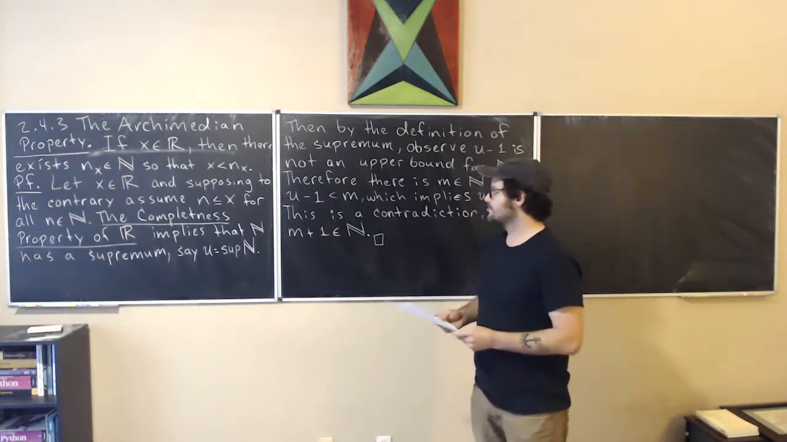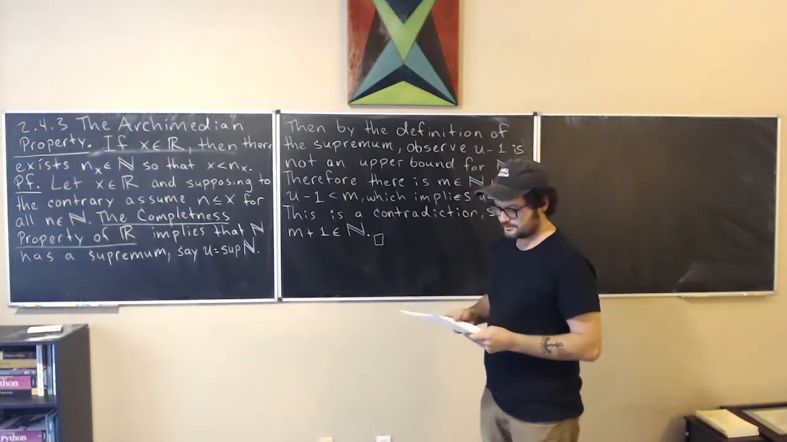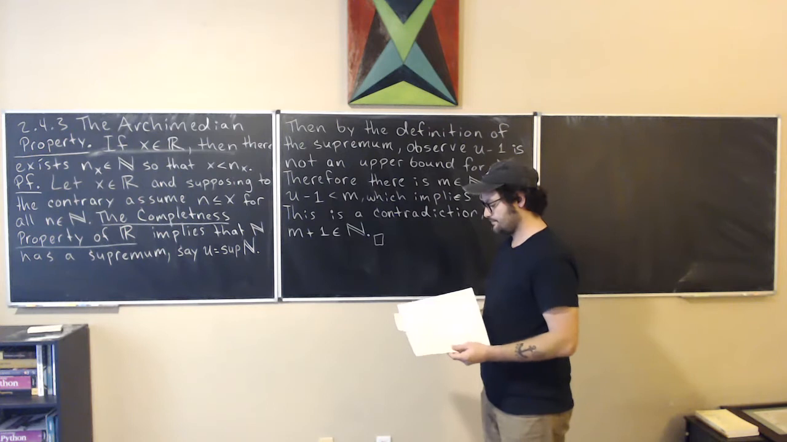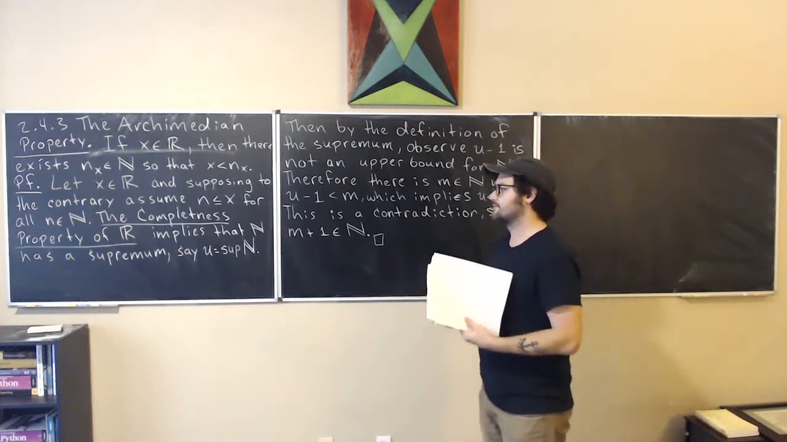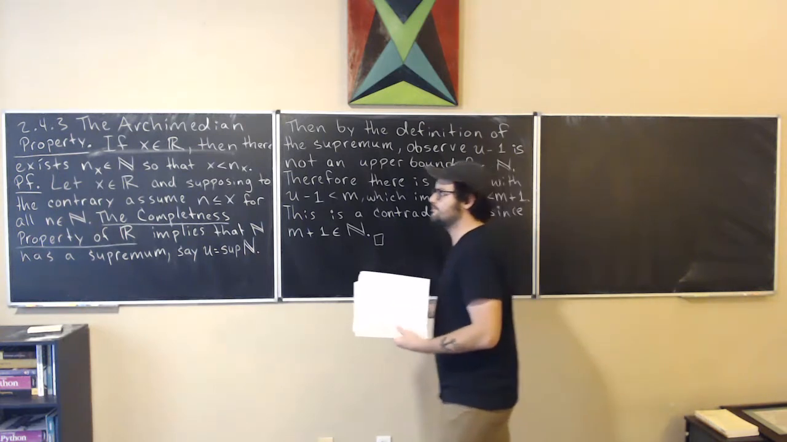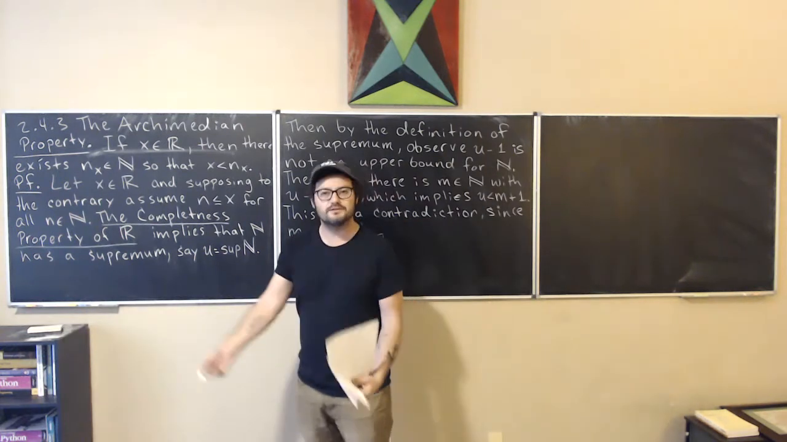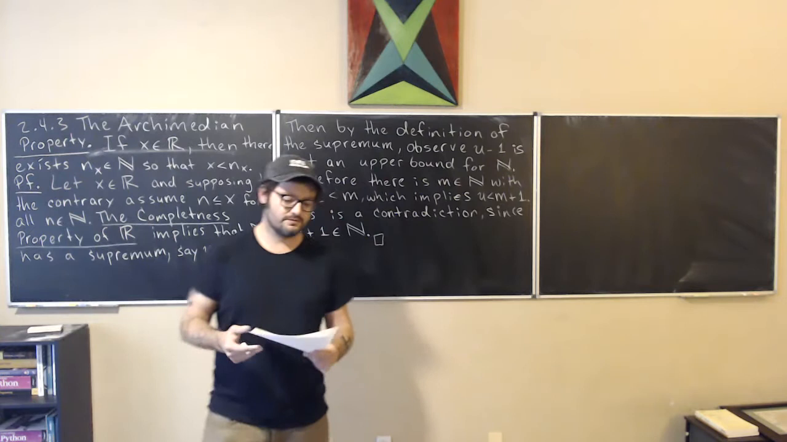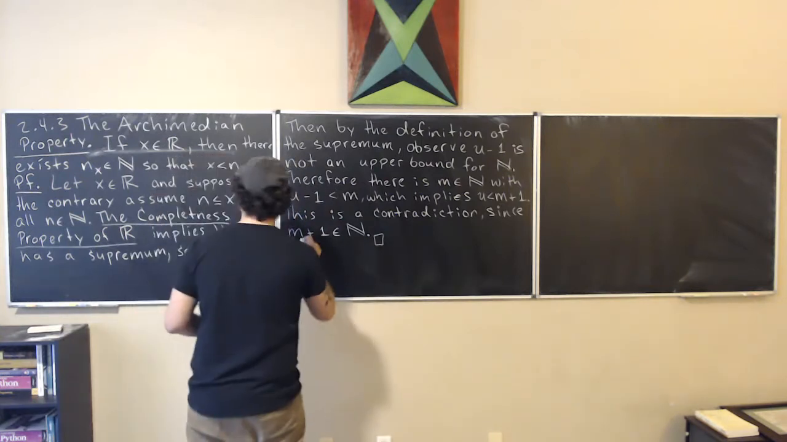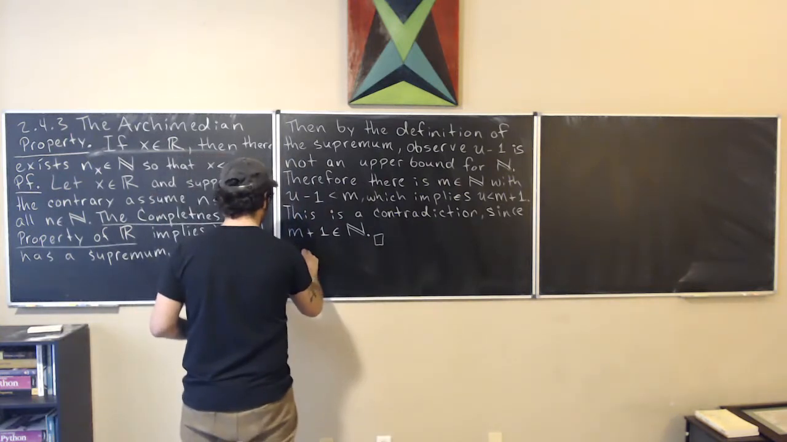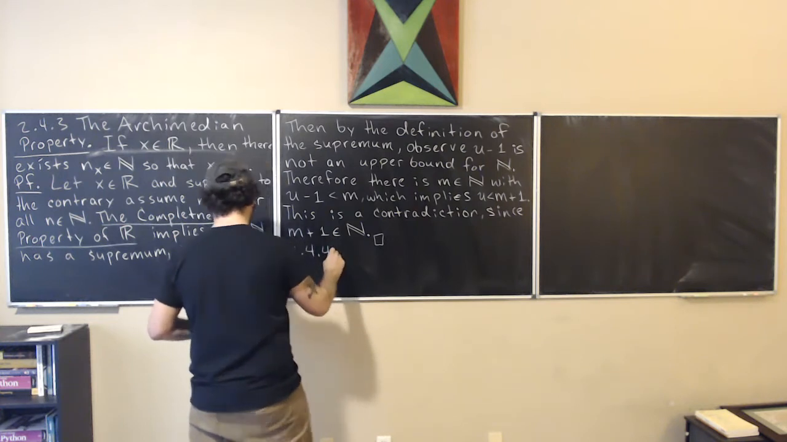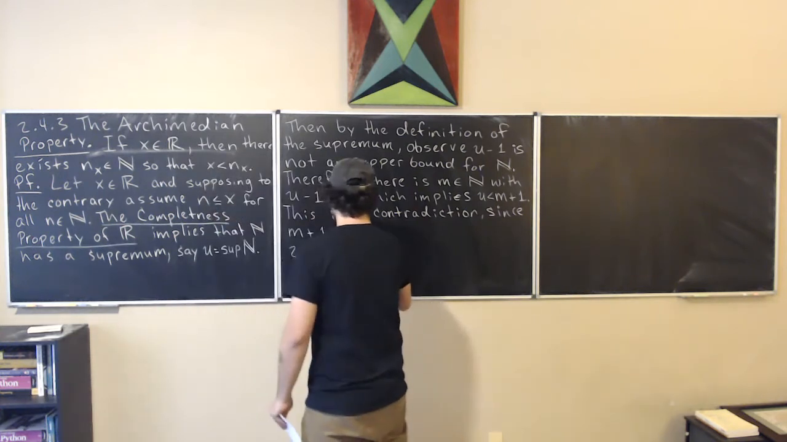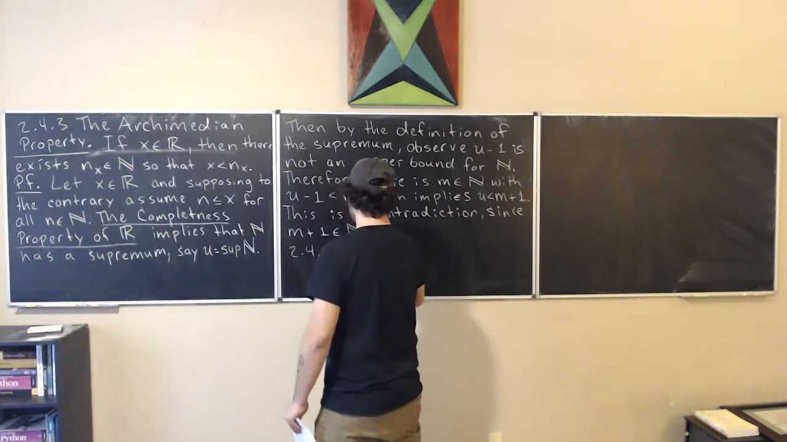Okay, so now let's look at some nice corollaries of the Archimedean property. There's several of them. The following corollaries are sometimes referred to as the Archimedean properties of R. Okay, so this is 2.4.4, corollary.